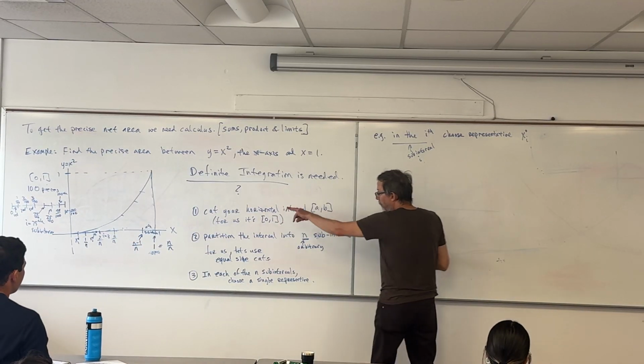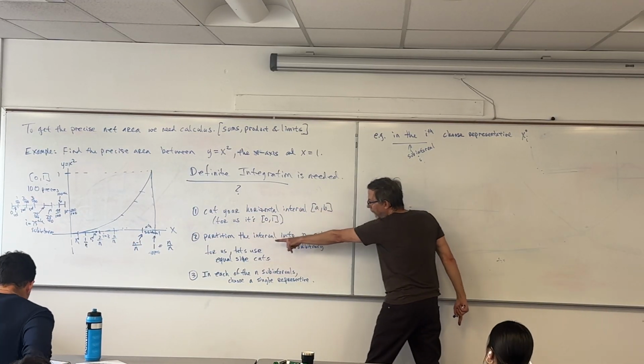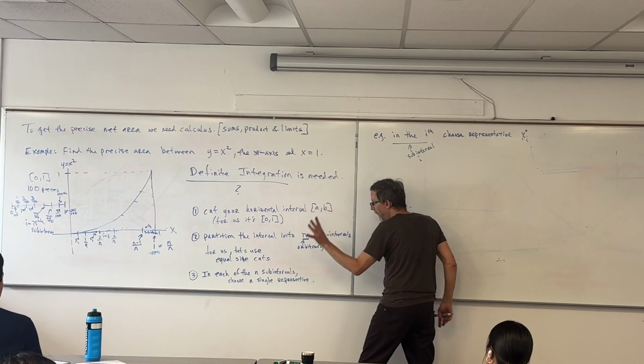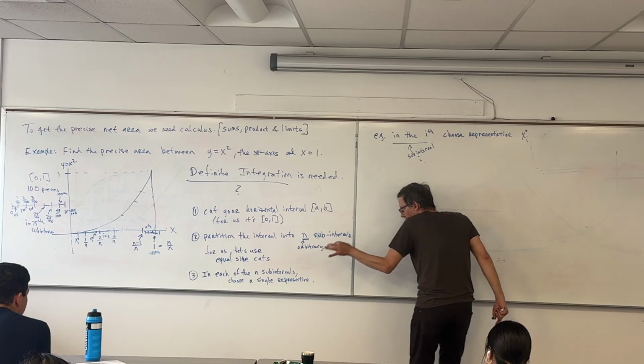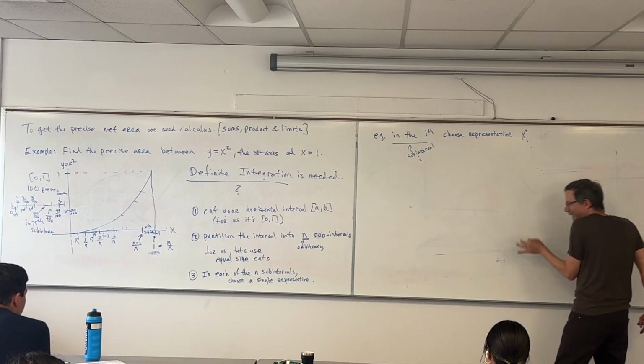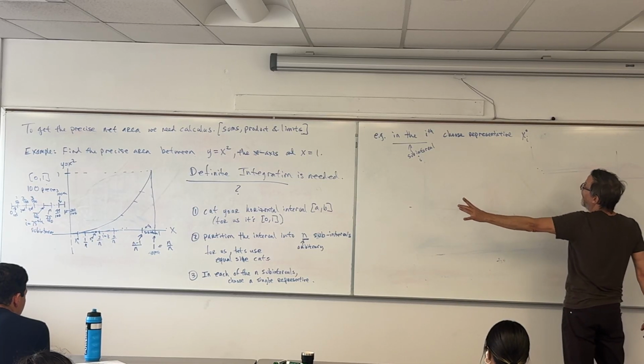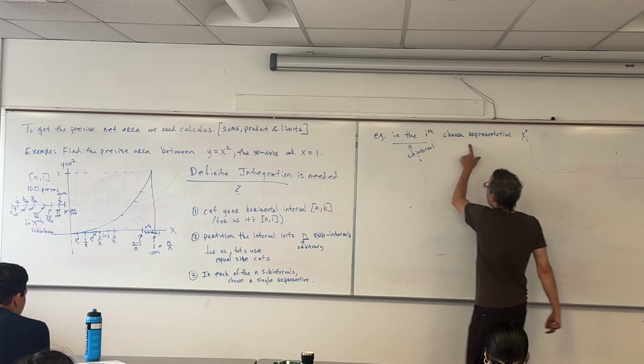So let's review really quick. Cut your interval into n pieces, equal or not, doesn't matter. In each one of those, pick your favorite number that will represent everybody in that cut. We're going to choose them.